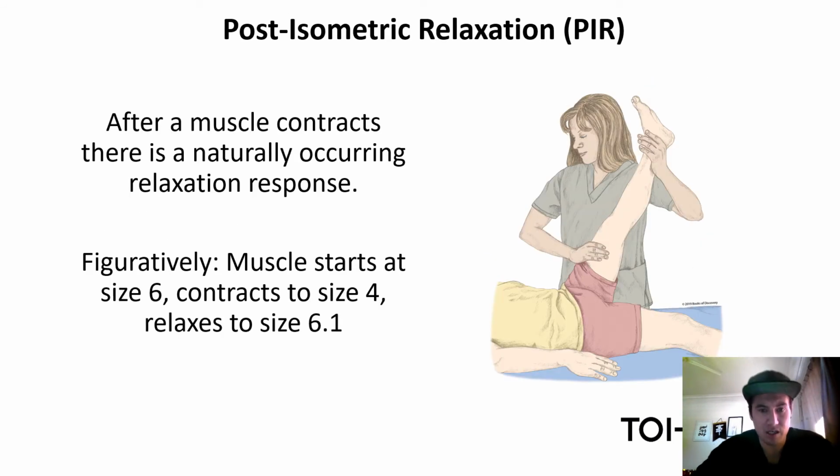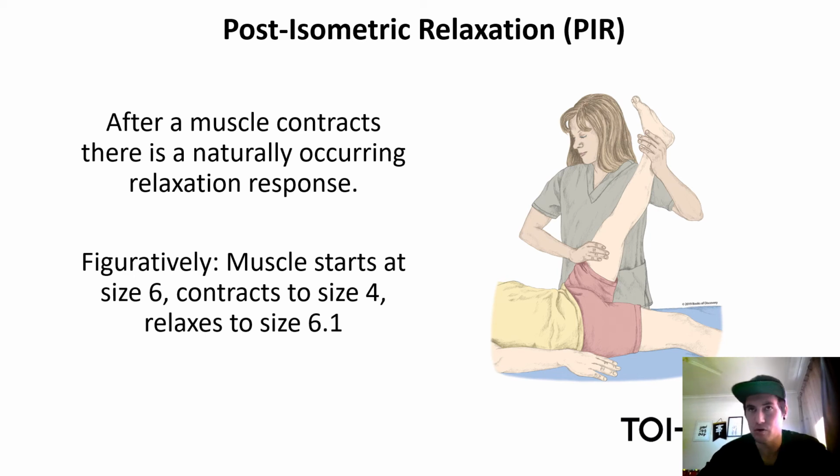Post-isometric relaxation: after a muscle contracts, there's a naturally occurring relaxation response. So that's why you might get a client to relax against, or contract against, some tension to encourage that muscle to go into a relaxed state.